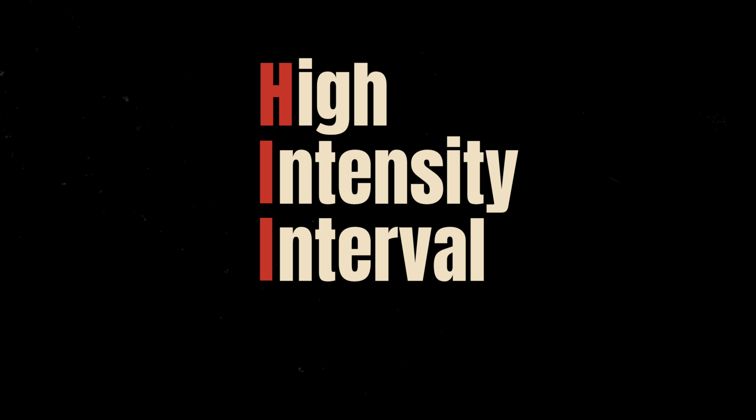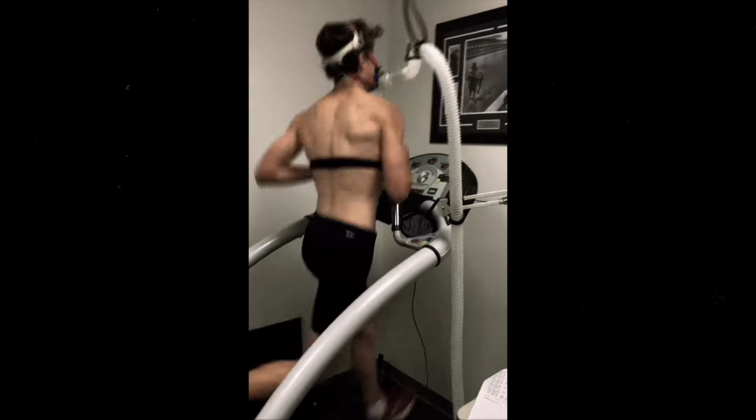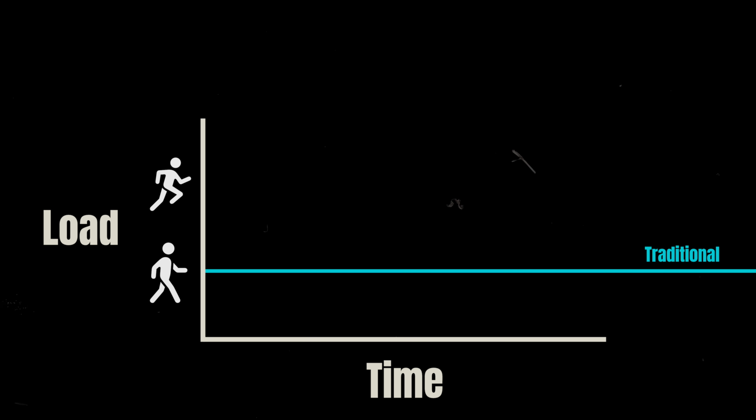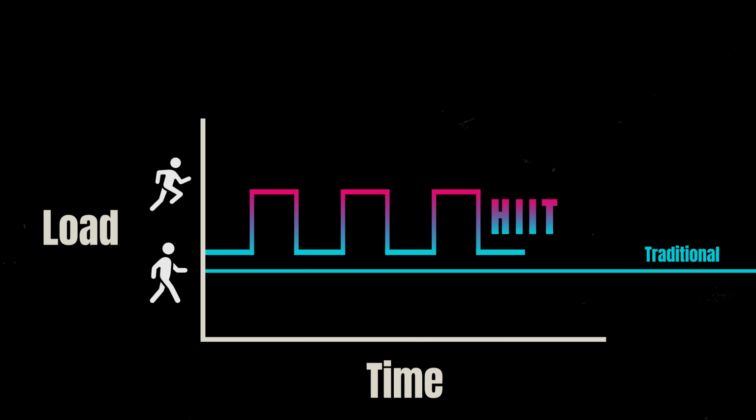The idea behind high intensity interval training is basic, but the results are dramatic. Traditional exercise involves low to moderate load for a long period of time. HIIT alternates between low and high load, increasing the efficiency and taking less time.